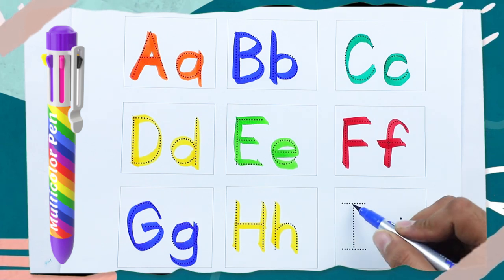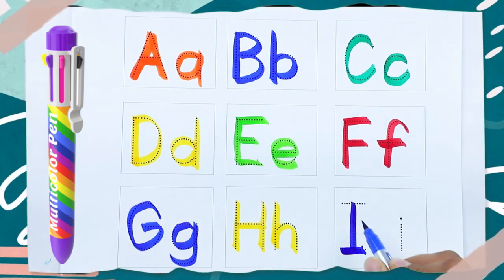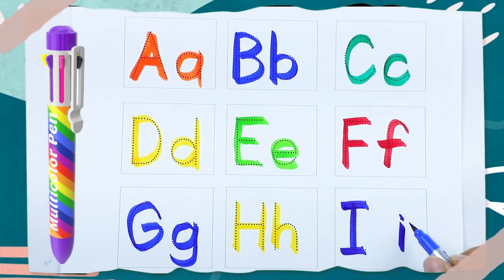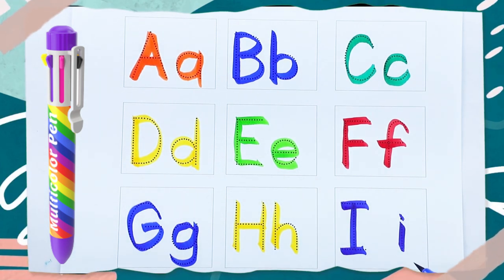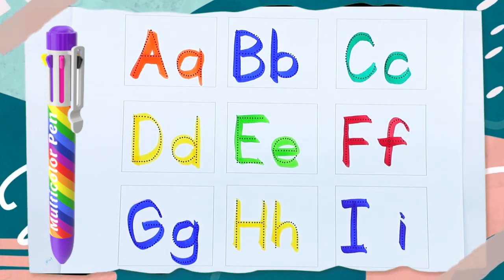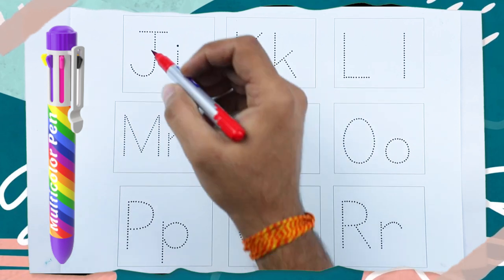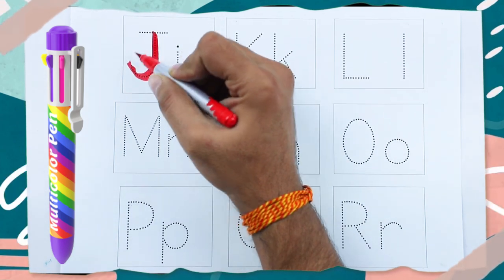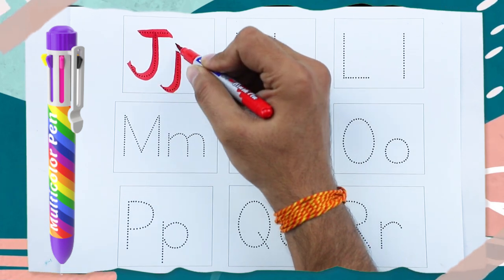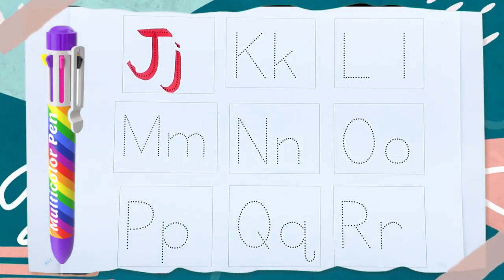Blue color, I. I for ice cream. Blue color, small i. I for ice cream. Red color, capital J. J for jug. Red color, small j. J for jug.